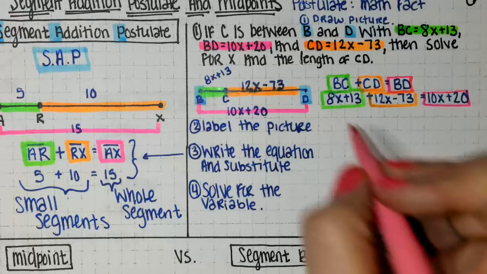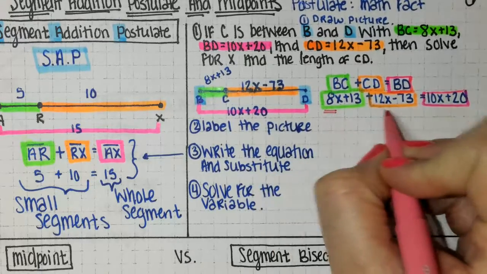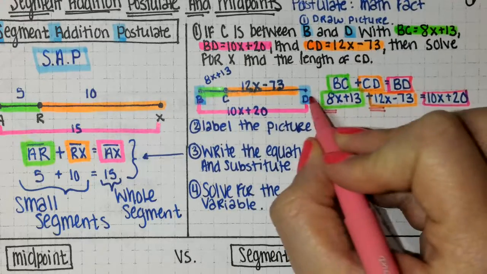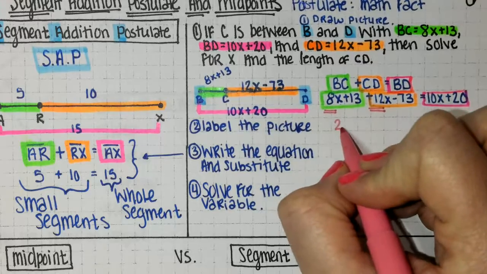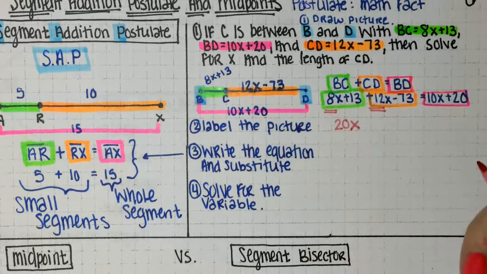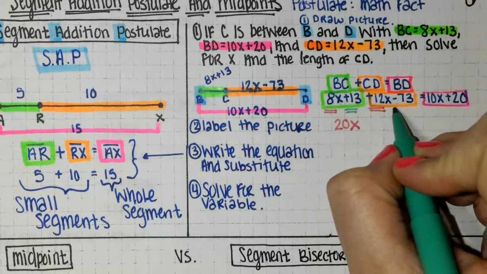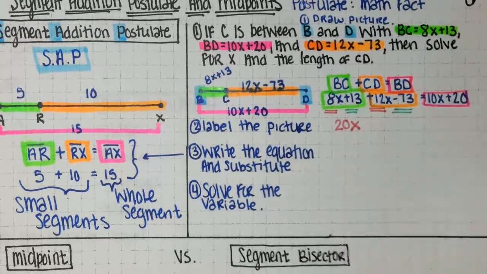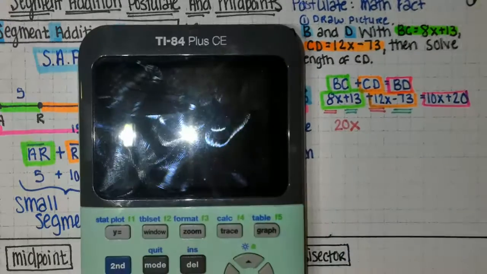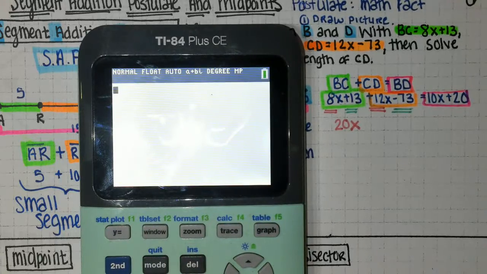Okay, so I'm going to do 8x plus 12x. 8 plus 12 is 20, and I put x on the end. Then I'm going to focus on the numbers. So I have a positive 13 and a negative 73. So I'm just going to add those two numbers together. So 13 plus negative 73 is negative 60.